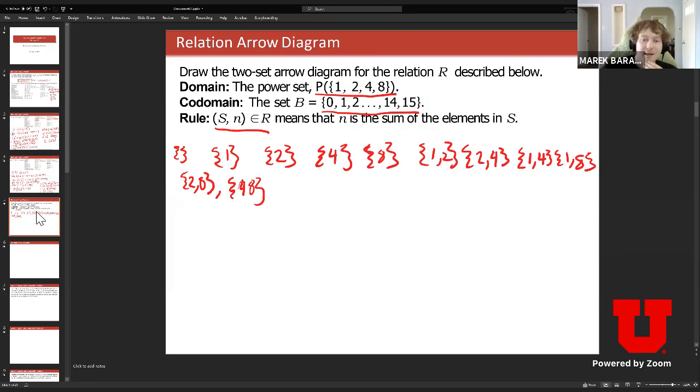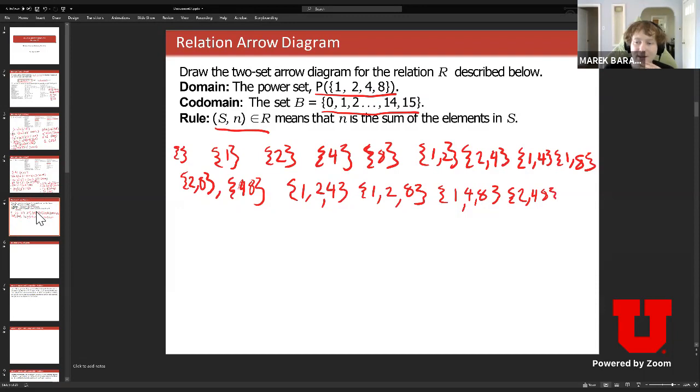For 3 element sets, we should have 4 because we're basically leaving one element out. So for the 3 element sets, we have 1, 2, 4, so leaving 8 out. 1, 2, 8, leaving 4 out. 1, 4, 8, leaving 2 out, and 2, 4, 8, leaving 1 out, and then the full set. So 1, 2, 4, 8. Then we have 0, 1, 2, 3, 4, 5, 6, 7, 8, 10, 11.